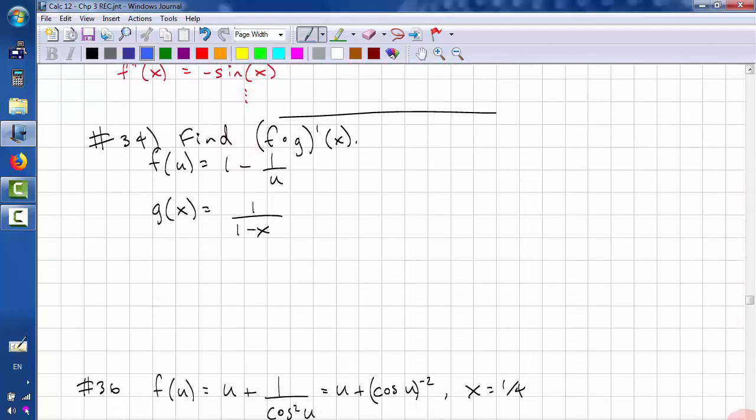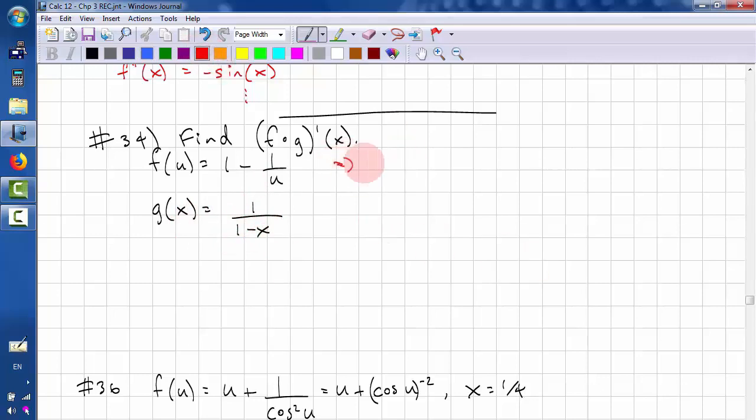Okay, here's another way to ask a question. Find the derivative of the composition f of g of x, where you have f of u equals 1 minus 1 over u, and g of x equals 1 over 1 minus x.